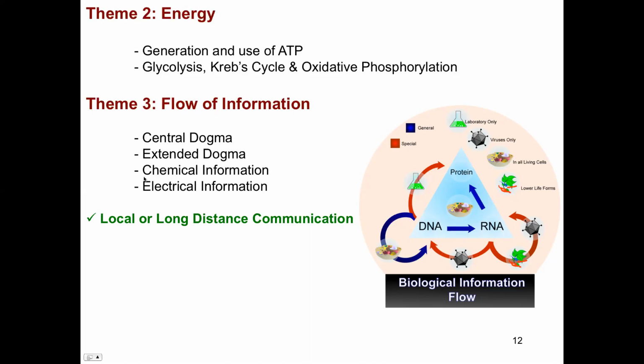Then there's chemical information, right? So this would be like hormones, signaling molecules, leukotrienes, things like that, which we'll talk about later. Really important chemical messages that are passed around the body. The other one would be neurotransmitters, right?